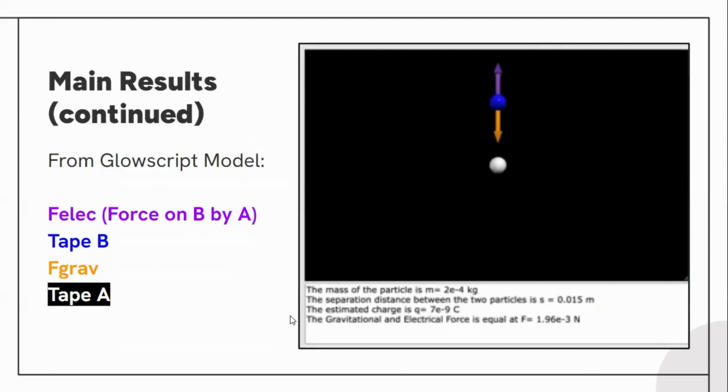The GlowScript code indicates the same calculations as previously mentioned. F-elect points upward and F-grav points down. Tape B is in blue, and the white particle is tape A.